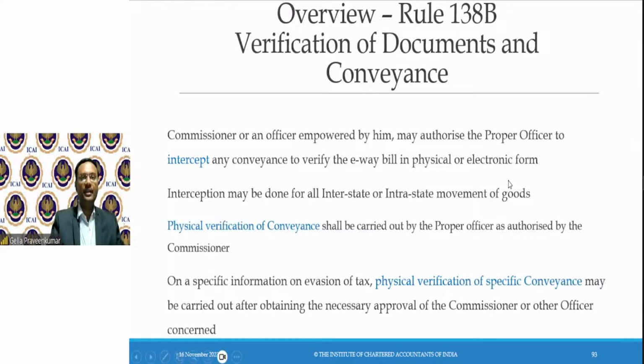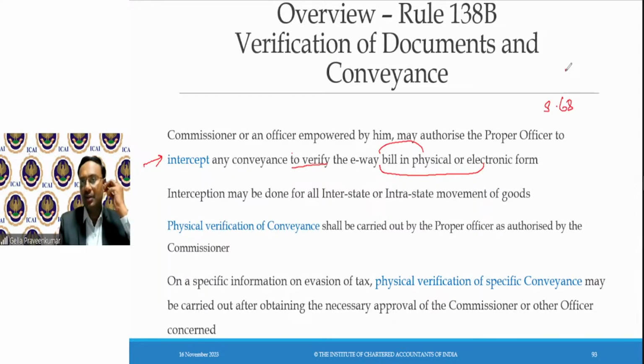Rule 138B talks about verification of documents and conveyance. Now, the commissioner or any officer empowered by him may authorize the proper officer to intercept any conveyance to verify e-waybill in physical or electronic form. Please remember, Section 68 draws the power for the purpose of interception, and rules explain what they have to do. So they'll stop the vehicle and say, look, I want to verify e-waybill.